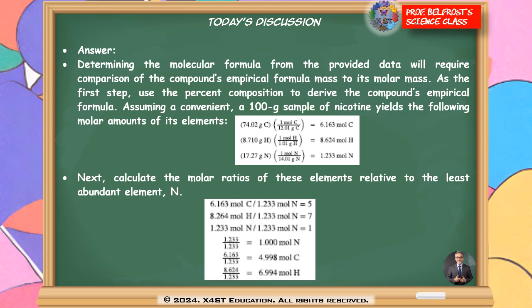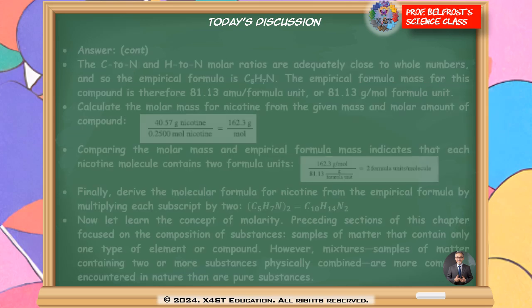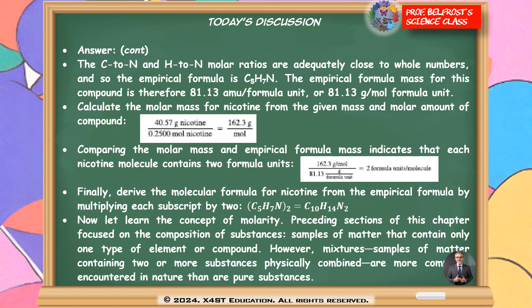So for the sake of our easiness, we consider it relative to a 1 gram sample of nicotine, and it yields the following molar amounts as calculated: 6 point something mole of carbon, 8 point something moles of hydrogen, and 1 point something moles of nitrogen. Next, let's calculate the molar ratio of these elements relative to the least abundant element, which here is nitrogen. It gives us 5, 7, and 1. Thus, we have 1 mole of nitrogen, near 5 mole of carbon, and near 7 mole of hydrogen. So the C to N and H to N molar ratios are close to whole numbers, and so the empirical formula is C5H7N.